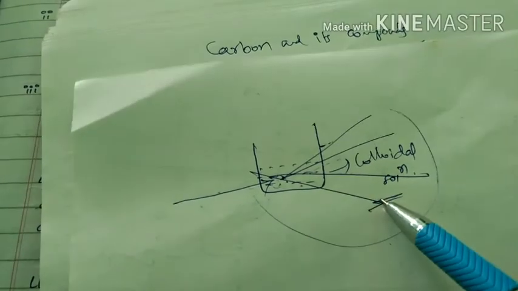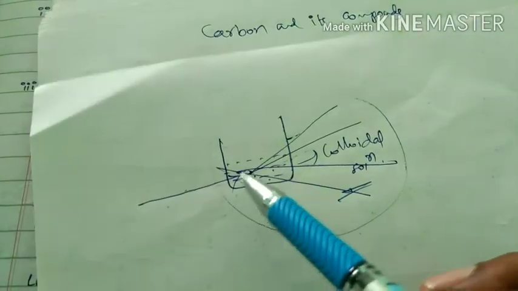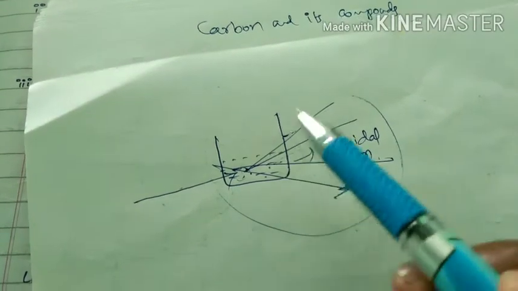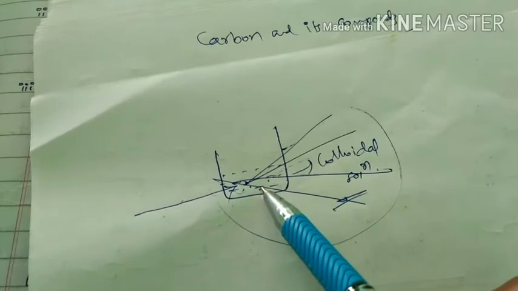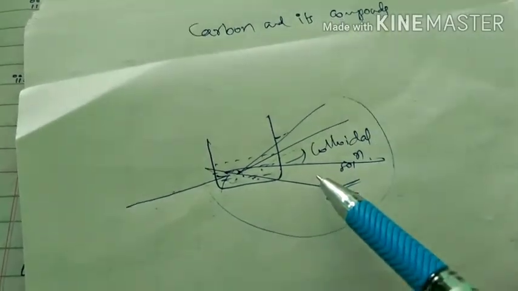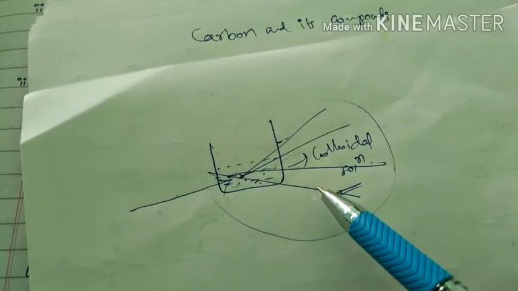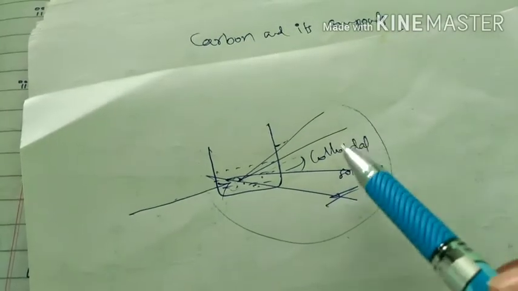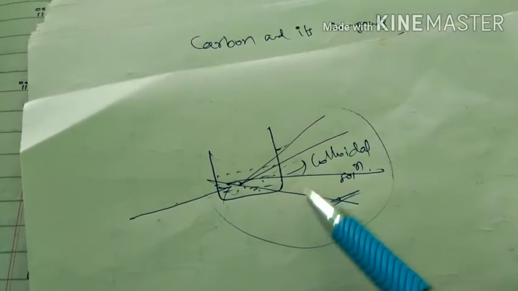Why does this scattering take place? When white light is passed through colloidal solution, then that white light falls on colloidal particles. Then this light undergoes scattering. This is also called dispersion. So the definition is the scattering of light. The scattering of light by the colloidal particles is called Tyndall effect.